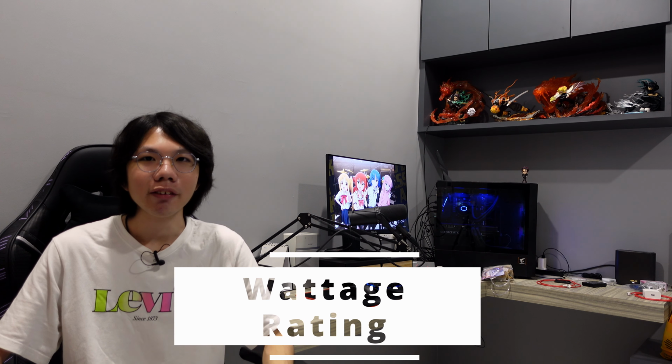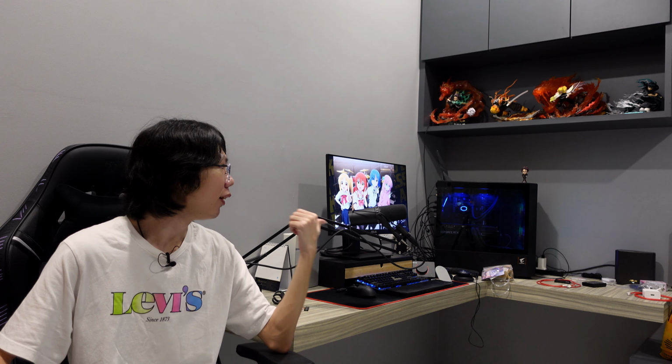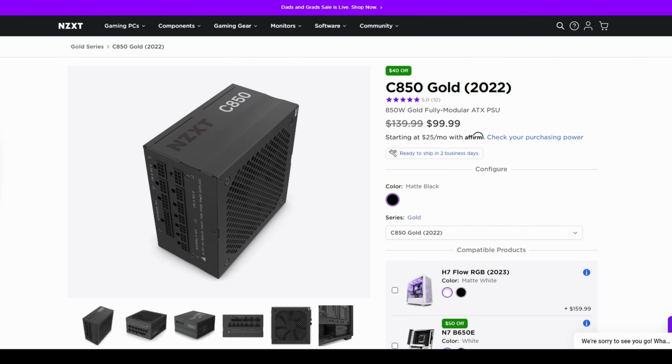Let's start with the first one, which is the wattage rating. The wattage rating of a power supply is basically the maximum watts output that particular power supply unit can deliver to the PC components in total. For example, the power supply that I use to power my PC is the NZXT C850 Gold. I think that's the whole model name. I'll put it on screen right here. This unit that I'm using is rated at 850 watts, so it is capable of delivering up to 850 watts of total power output.